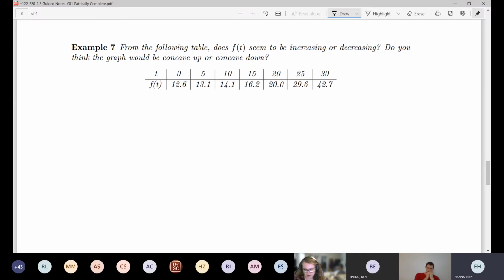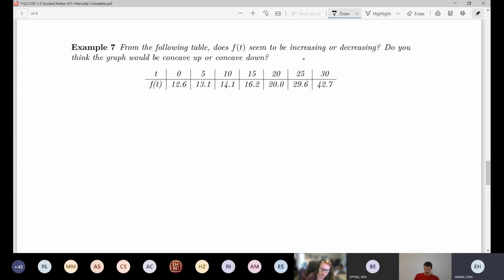Okay. From the following table, does f of t seem to be increasing or decreasing? Do you think the graph would be concave up or concave down? So here we don't have the actual graph. We just have a table. Now, technically, you could plot those values, but you're not exactly sure what's happening in between, so we're just going to stick with the table.